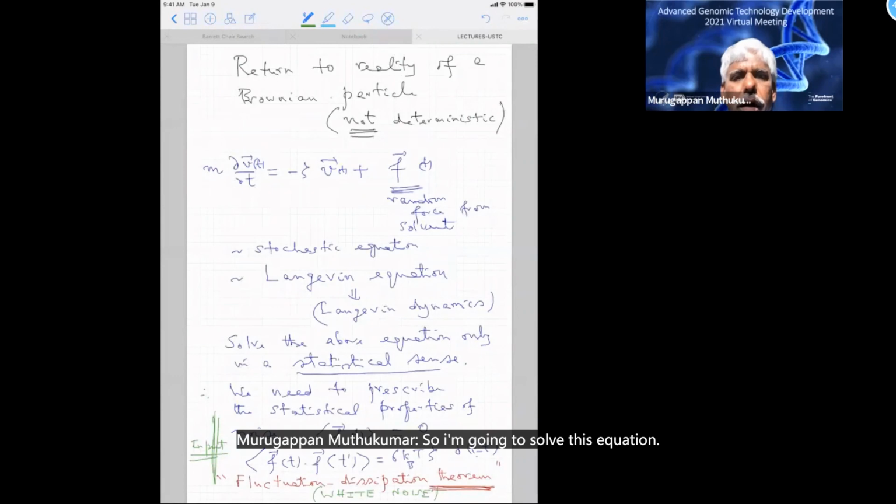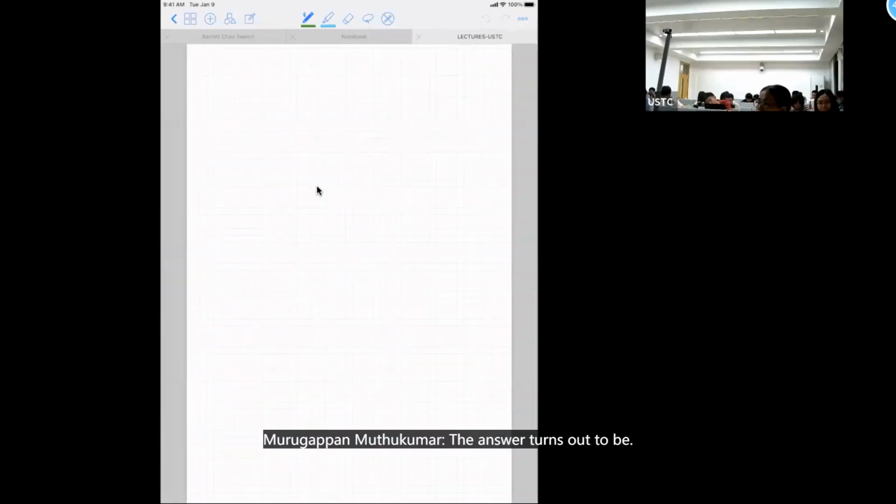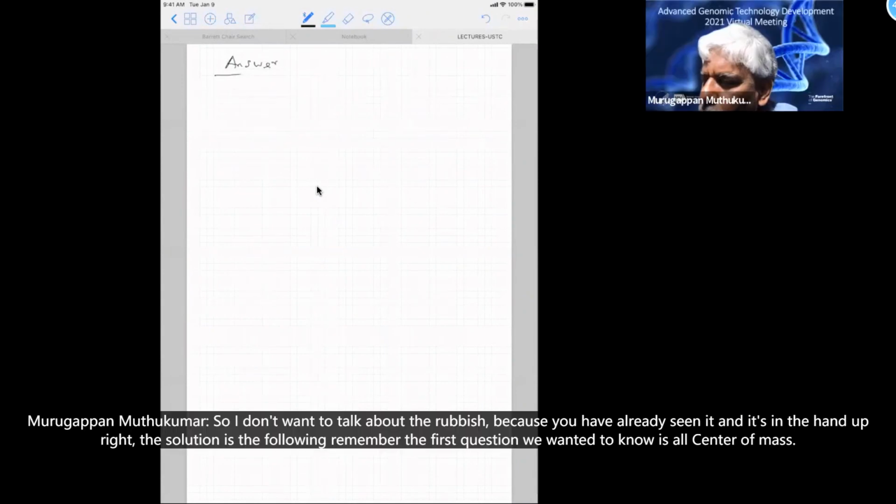So I'm going to solve this equation using this input. All right, that's my goal. I use this and solve this. The answer turns out to be, so I don't want to talk about the derivation because you have already seen it and it's in the handout. The solution is the following.